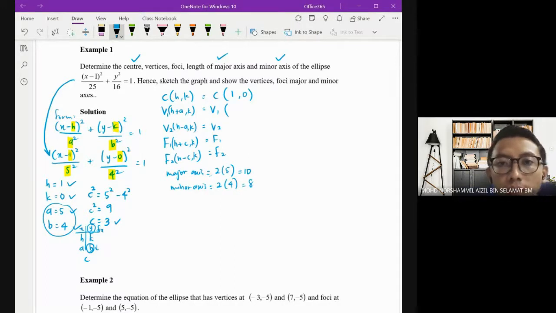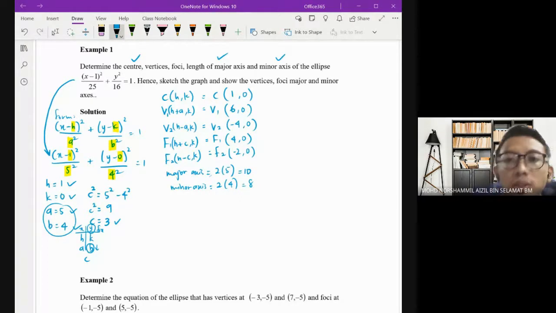Once we knew already that H plus A, so kita calculate lah H plus A. 1 plus 5 kan? So 6, 0 for this one. So 1 minus 5 is minus 4, 0. Please double check my calculation. So H plus C, 1 plus 3 is 4, 4, 0. And then how about this one? 1 minus 3 is minus 2, 0. Is that okay? Dapat idea tak?